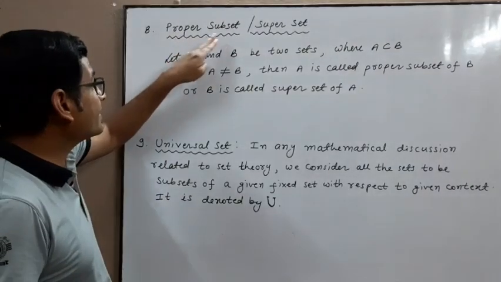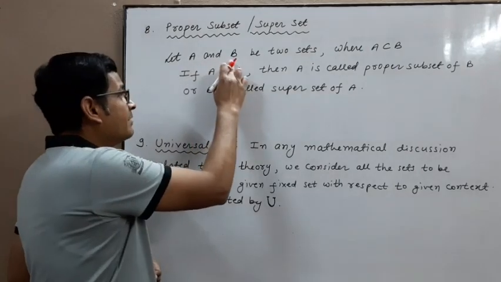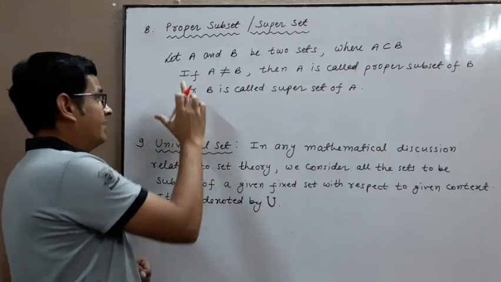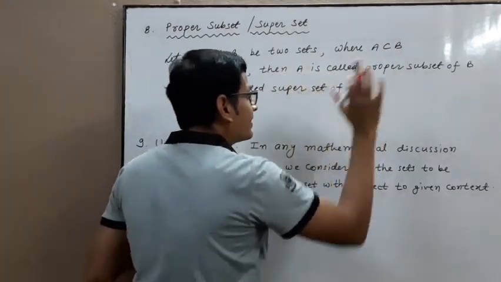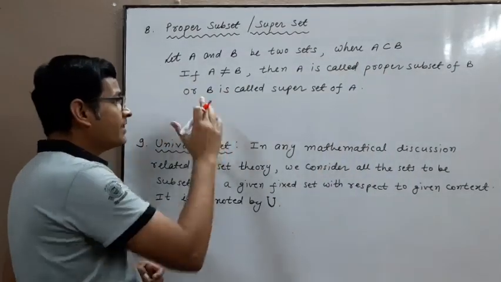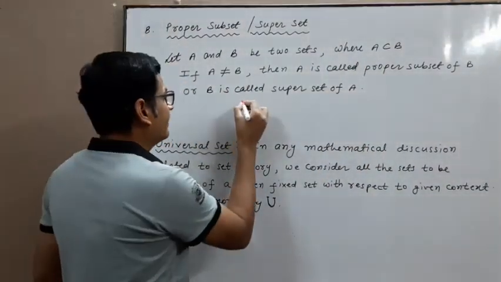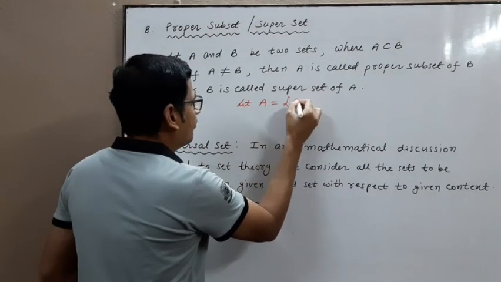Next, proper subset or superset. Let A and B be two sets where A is a subset of B. If A is not equal to B, then A is called a proper subset of B, or B is called a superset of A. For example, let A = {a, b}.